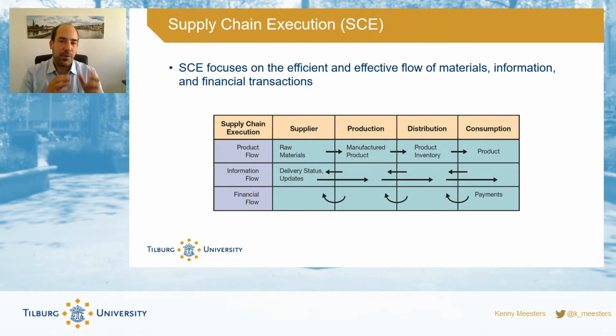And from that planning process, you go to execution. So you focus on a flow of products, information, and finances. So if you look at the production flow, the upper layer here, it's products. You take raw materials, you put them in production, you're going to deliver these products, and the customer will receive the product. Information goes the other way.